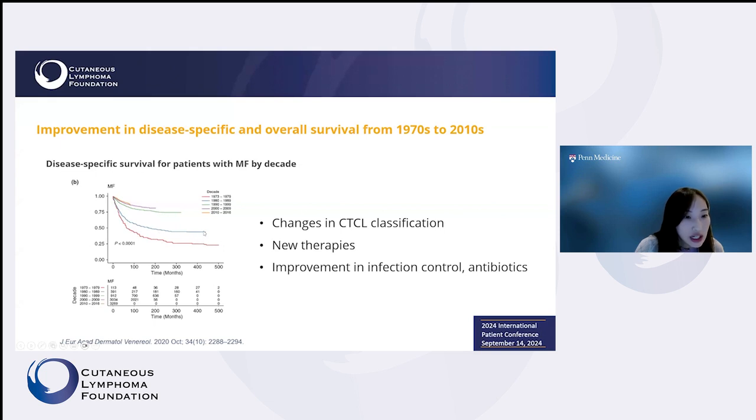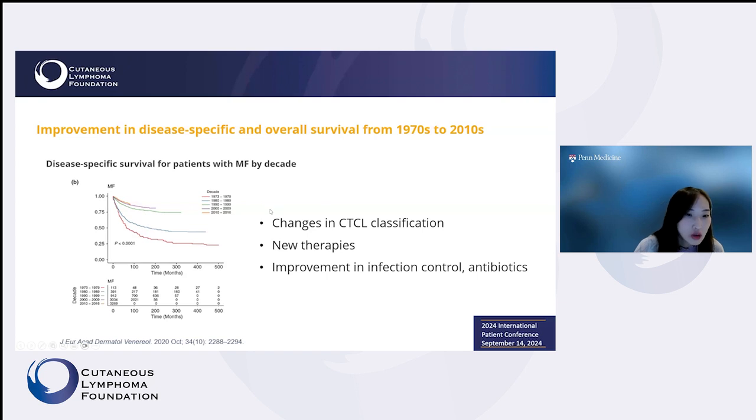And then the blue line is from the 80s, the green line is from the 90s, the purple line is from the 2000s, and then the orange line, which is cut short because this study was only until 2016, is still better than the purple line. So this was statistically significant. What this tells us is that prognosis is improving for all MF patients.